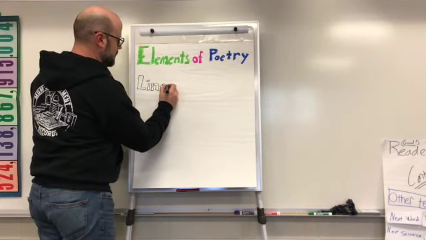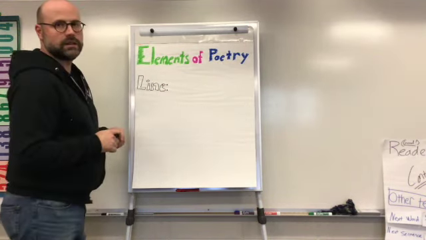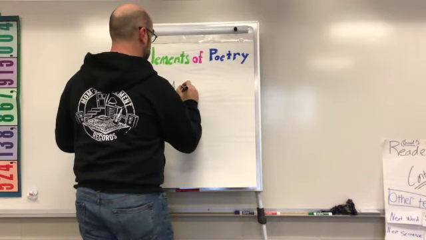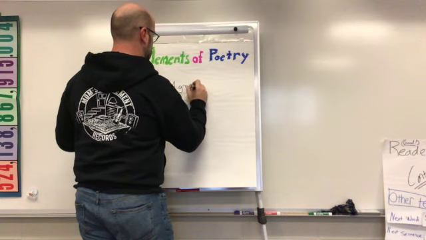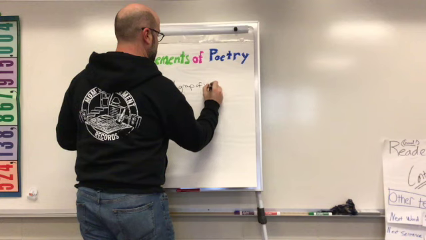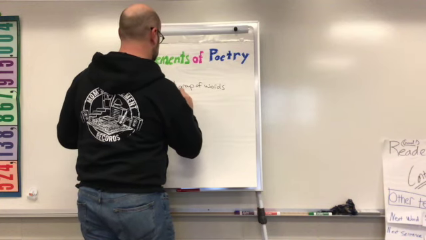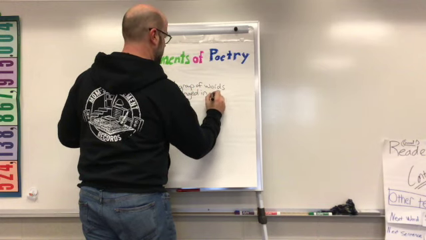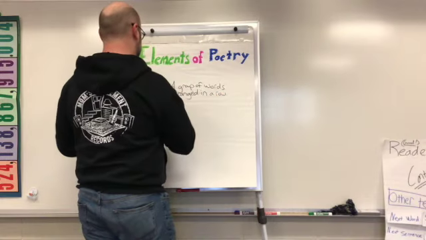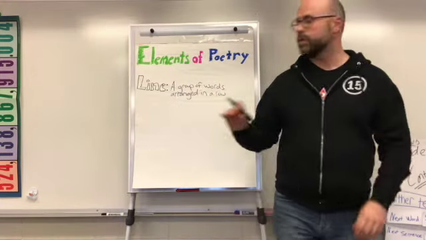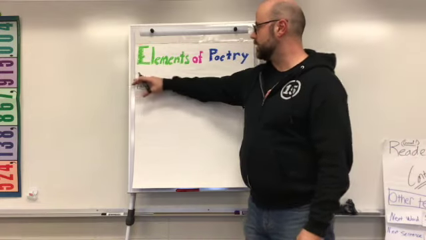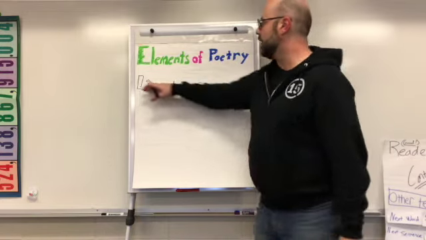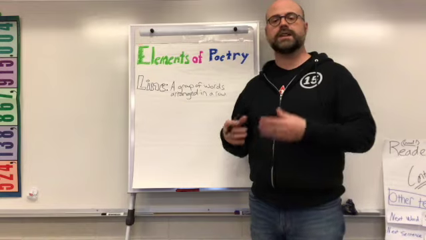Line. What is a line? A line is a group of words arranged in a row. A line, when you're looking at a poem. A line, a line, a line. Okay? The lines of a poem.